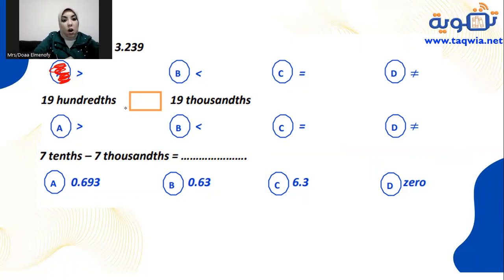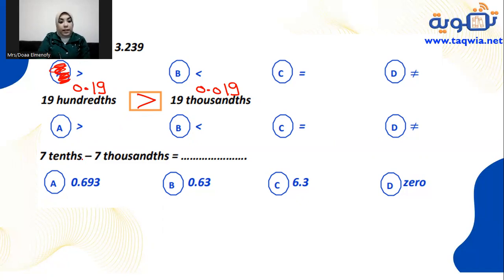Okay, so 19 hundredths and 19 thousandths. So which one is greater? 19 hundredths, if I want to write it in standard form, we're going to write it 0.19, and 19 thousandths, we're going to write it 0.019. So what do you think? Which one is greater? So here I have 1 in the tenths, and here I have 0 in the tenths. So which one is greater? Yeah, this one. So 0.19 is greater.